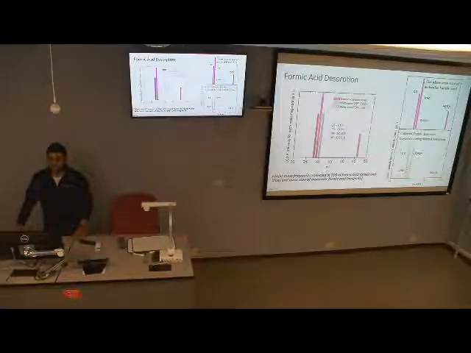I see. And the parent mass can only be the original molecule, right? If it looks at the parent mass, that must be molecular.